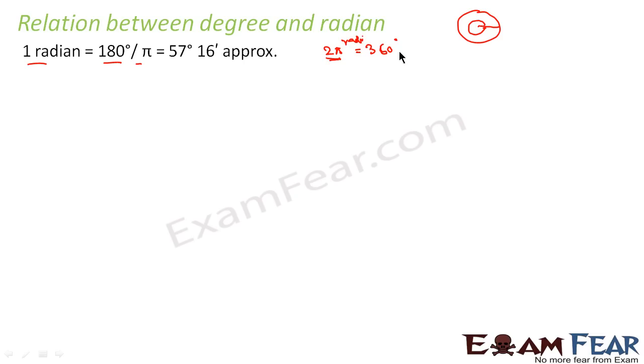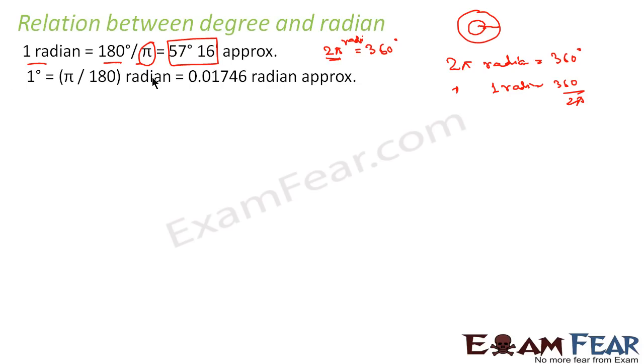Please note radian and degree is crucial here. I'll write it once again: 2 pi radian is equal to 360 degree. So we can say 1 radian is equal to 360 degree by 2 pi, and this is nothing but 180 by pi. And when you put pi is equal to 22 by 7, you get 57 degree 16 minutes.